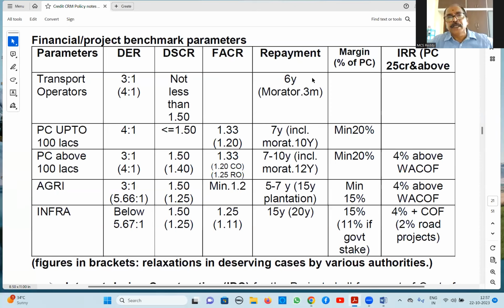And repayment here, generally transport operator 6 years and up to 100 lakhs, 1 crore, 7 years, and up to 10 years also it can be.